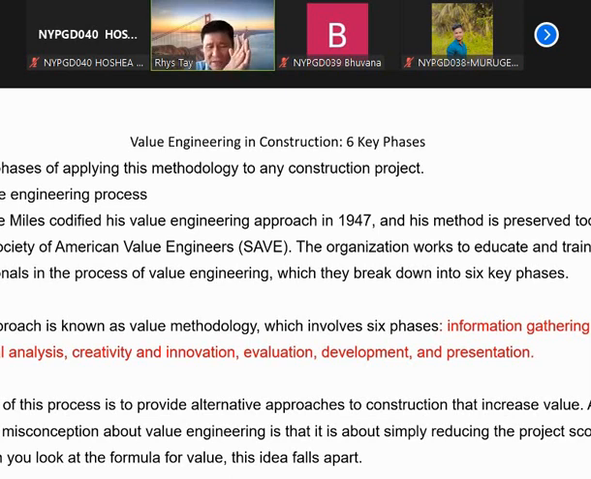A common misconception about value engineering is that it is simply reducing the project scope. But when you look at the formula of the value, the idea falls apart. Not reducing the scope, but enhancing the scope. All right, enhance in a way that, okay, your scope of work is this much. Can you use lesser manpower? Can you use mechanized automation to do the project scope instead of human?